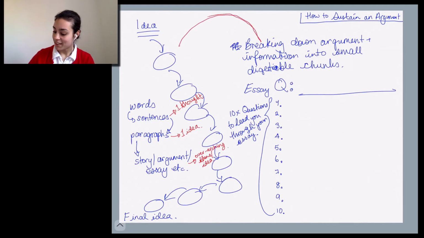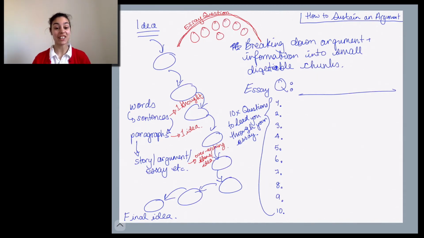So if I were to draw, here is my essay question. And then you've got all my stepping stones. Yeah, literally, it is going over all the ideas. So that's it. The idea of it is very simple. And actually, the whole point of this is to make it simple.